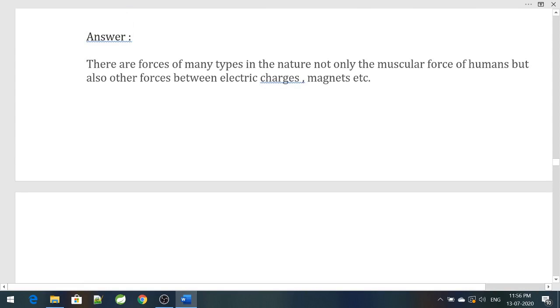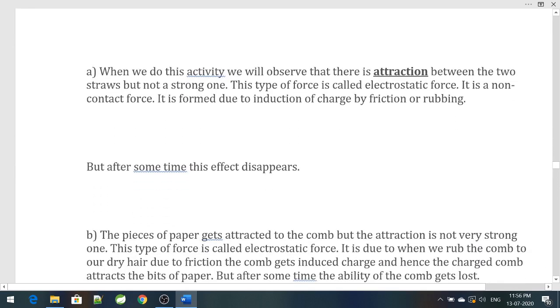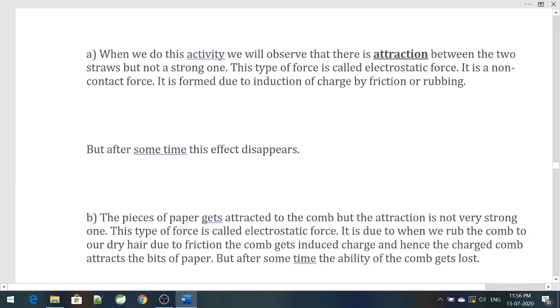There are forces of many types in nature, not only the muscular force of humans but also other forces between electric charges, magnets, etc. First one, when we do this activity, we will observe that there is an attraction between the two straws but not a strong one. This type of force is called electrostatic force. It is a non-contact force. It is formed due to induction of charge by friction or rubbing. But after some time this effect disappears. So this is the first answer.